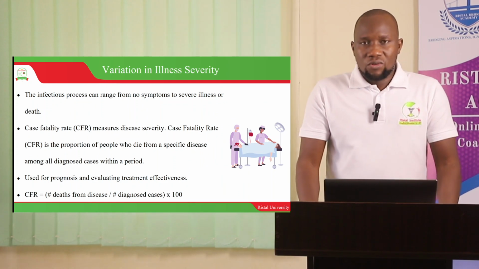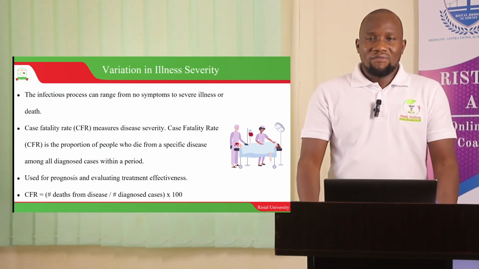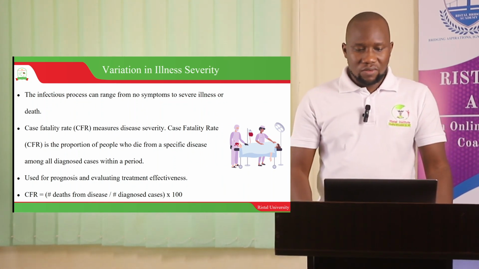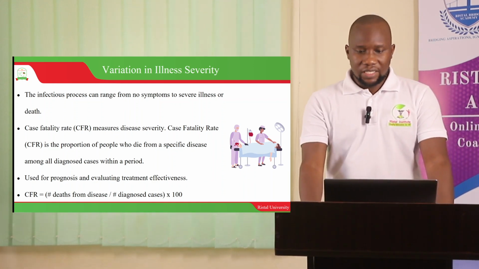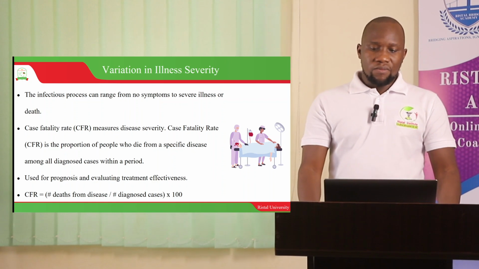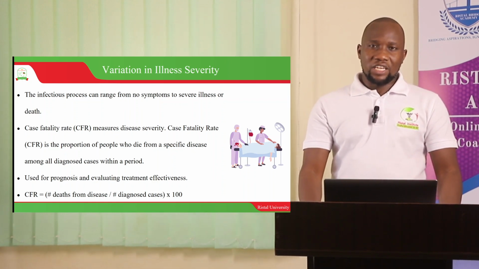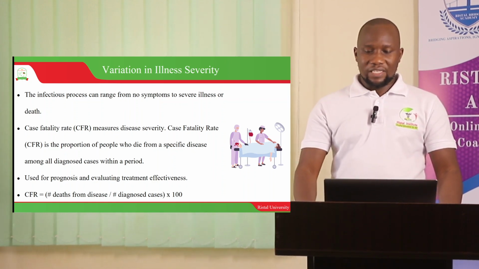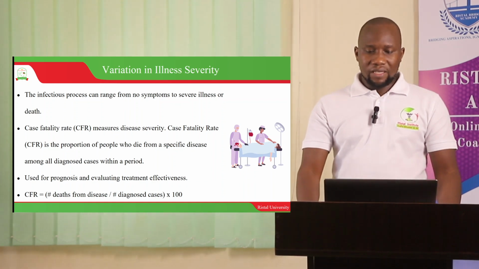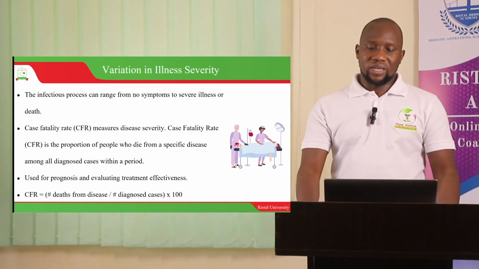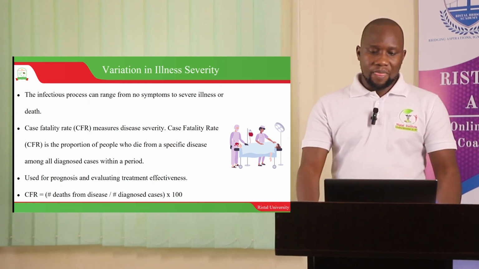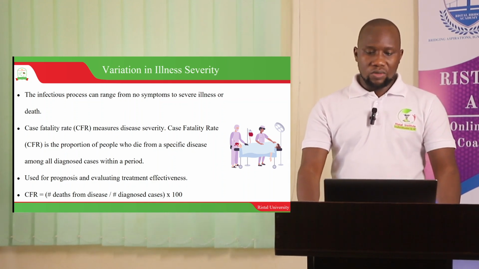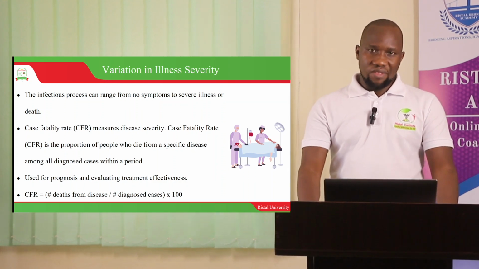So for us to know whether the disease is actually very serious or not, we use the indicator, case fatality rate. Case fatality rate gives us the indication of how severe the disease is. It tells us the proportion of people who die from a particular disease among all diagnosed cases within a period.